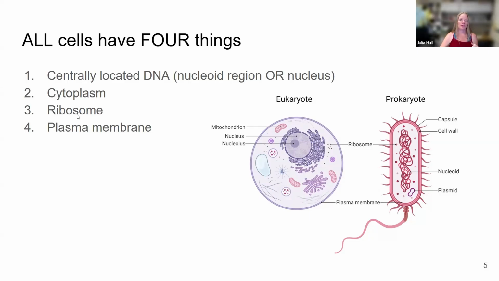Ribosomes are small organelles that are not membrane bound. They are the protein producers of the cell. We'll talk a lot about the structure and the function of ribosomes later on in the semester. So for right now, we'll just know that these are the protein makers. And then we just spent a lot of time talking about the plasma membrane, so I'm not going to do that anymore.